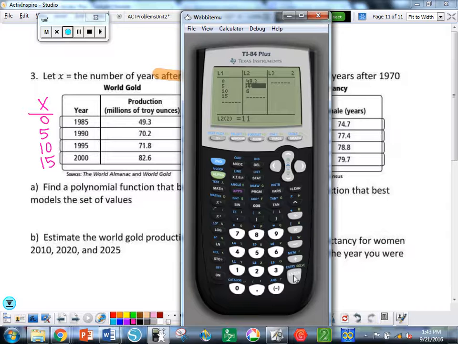Okay, what's going to line up with the 0 here? 49.3, 70.2, 71.8, 82.6. Is that okay? And let's talk really quick. What are we even figuring out? We're coming up with an equation that has to do with the production of gold. And that's what this data is. In troy ounces. I don't know what troy ounces are, but whatever this is, it's in troy ounces. Okay, so how do I come up with the equation?